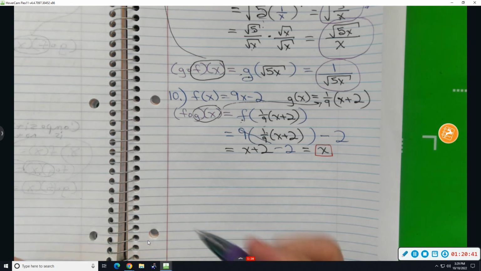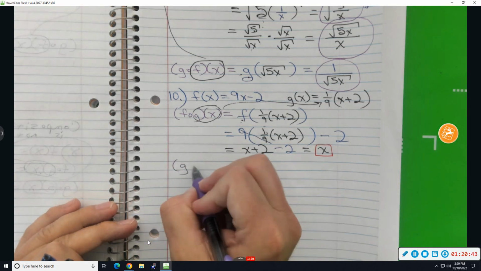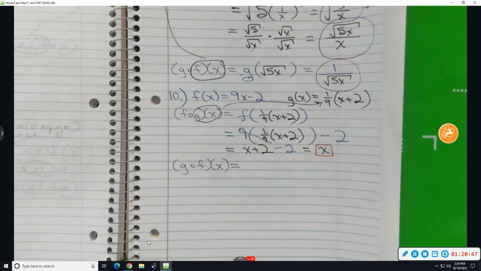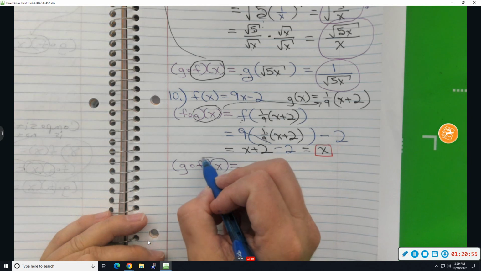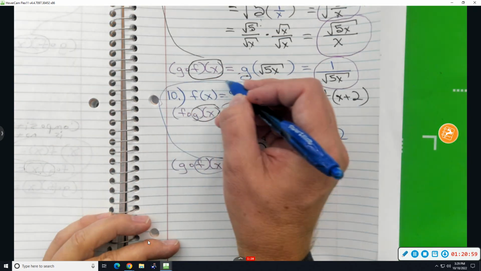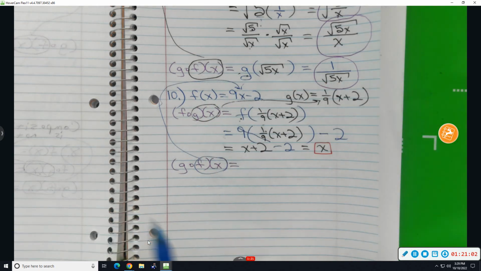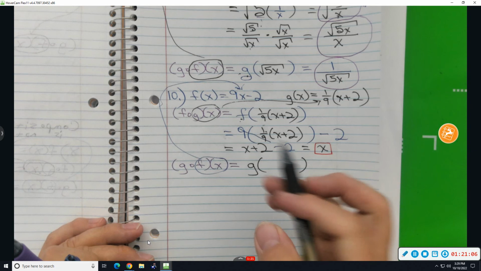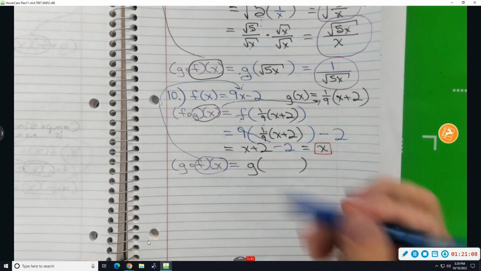Now let's go in the opposite direction. G composed with f of x. What's going to be on the inside this time? f of x. That's 9x minus 2. So we have g on the outside, and on the inside we have that blue 9x minus 2.